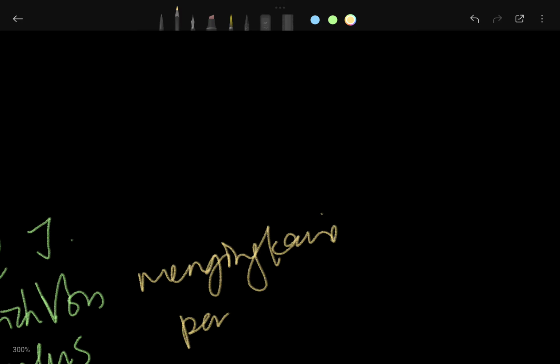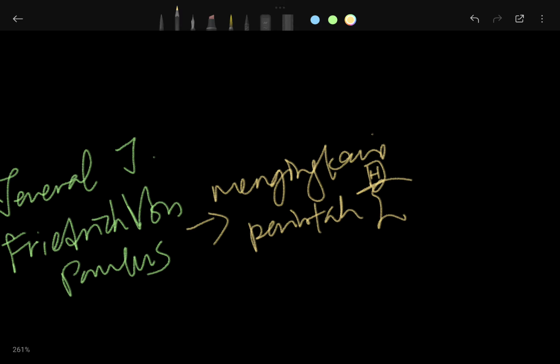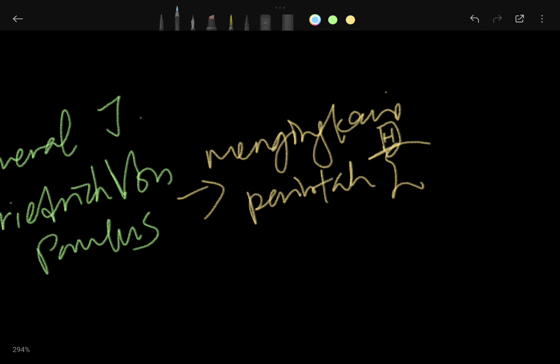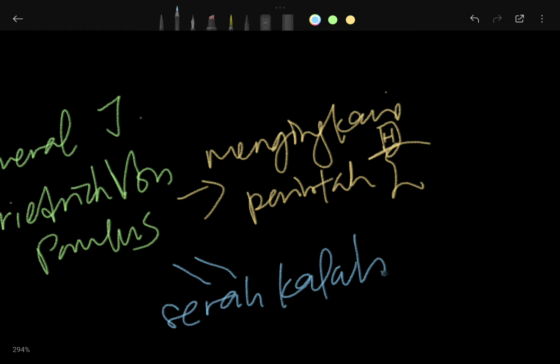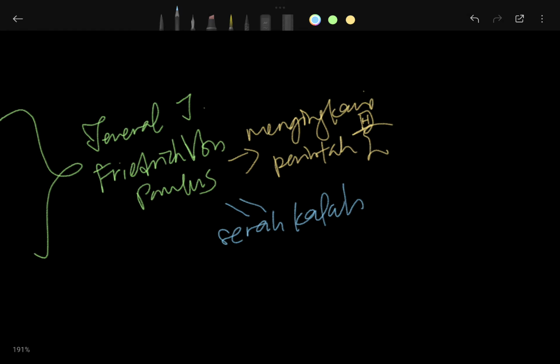He did not listen to the orders. Perintah means orders of Mr. Hitler. He was like, sir, people are gonna die here. I don't care anymore. I'm not letting all of my men die here. Thus, menyerah kalah. Menyerah kalah, that means to surrender. They surrendered themselves to Russia.